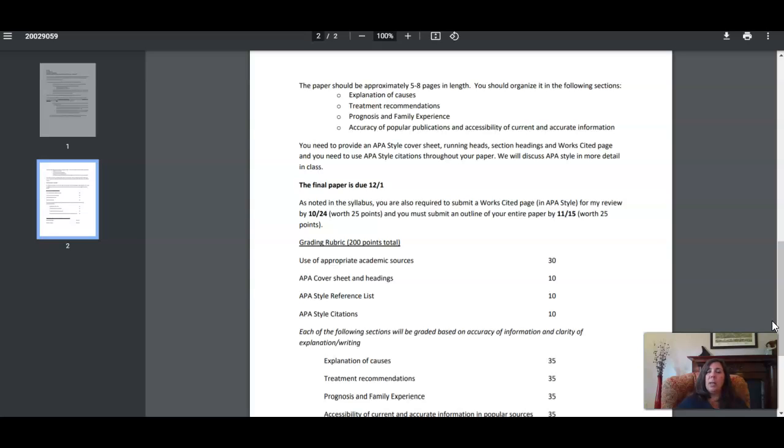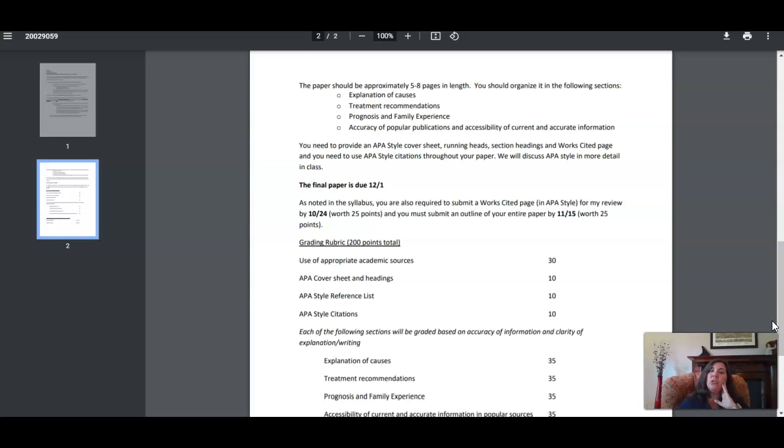You are going to need to apply APA style, and so you need a cover sheet, running heads, section headings, works cited page, and APA style in-text citations throughout your paper. I'm happy to provide guidance for that if you need it, but the internet and our library especially have lots of guidance to offer on that as well.